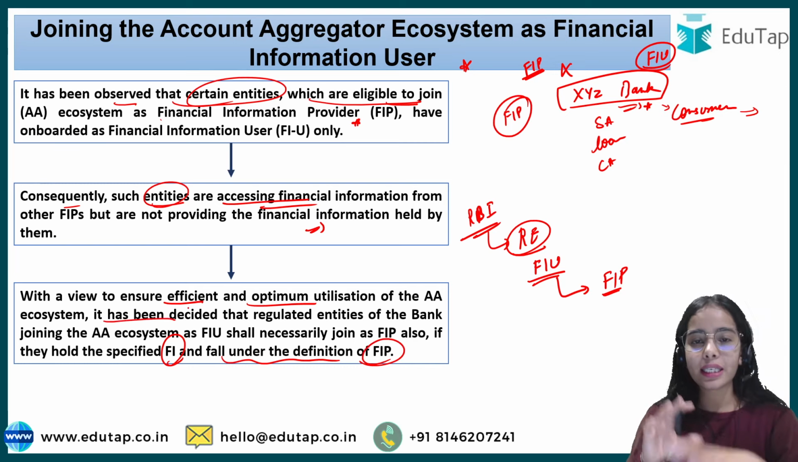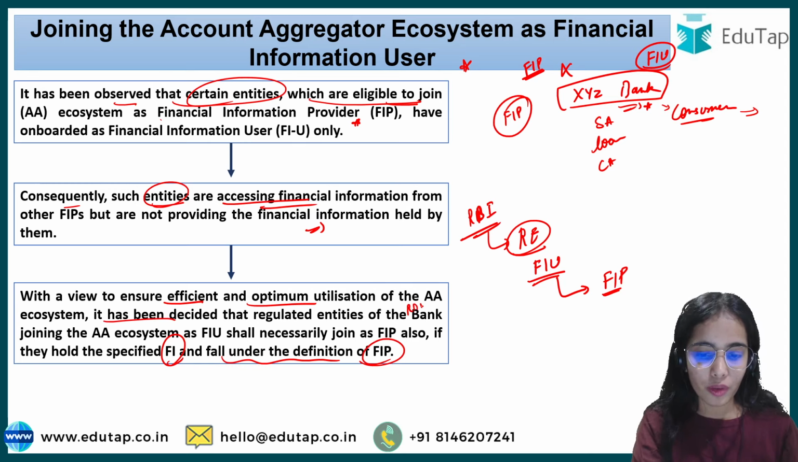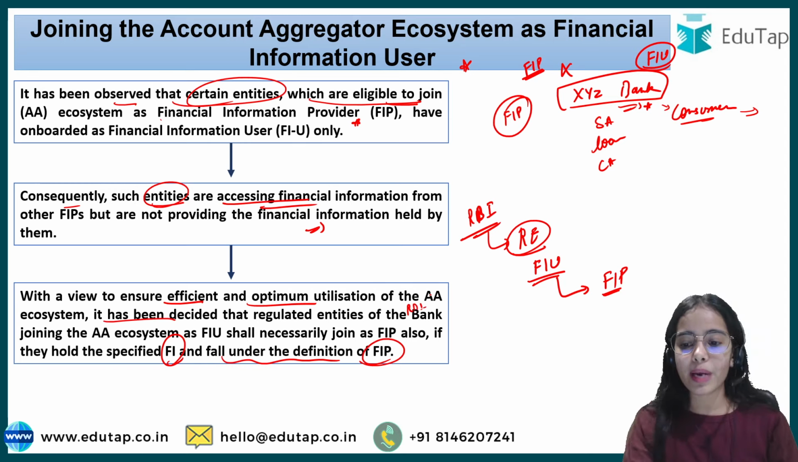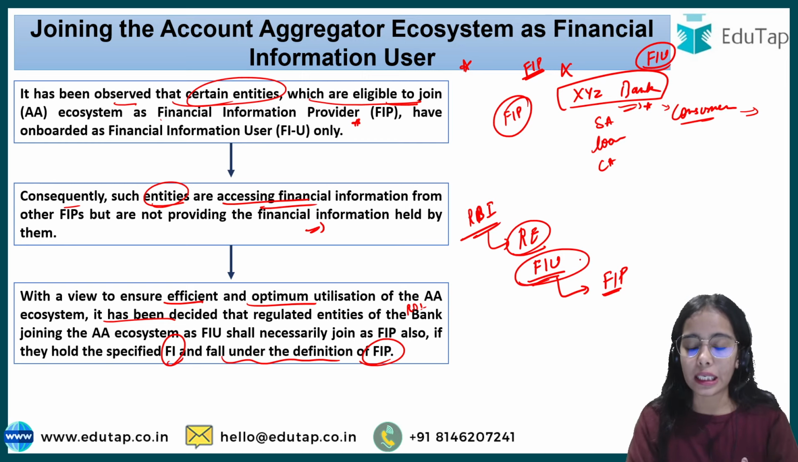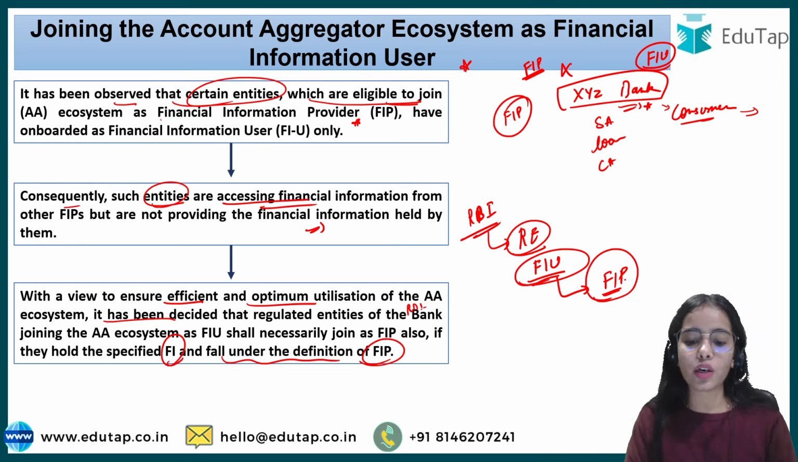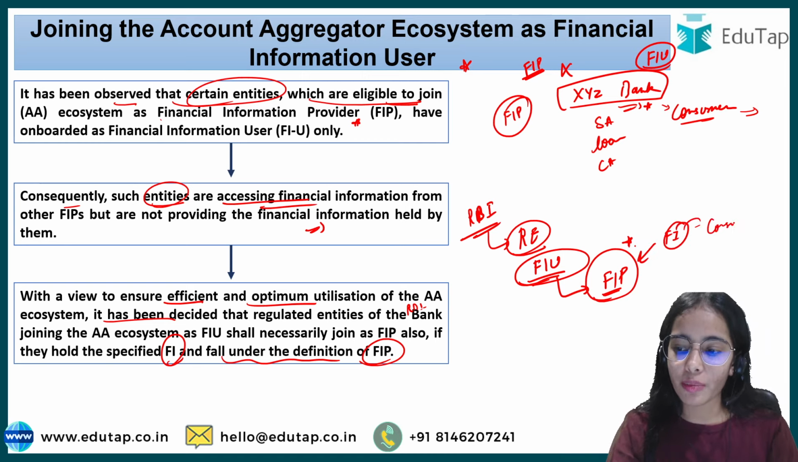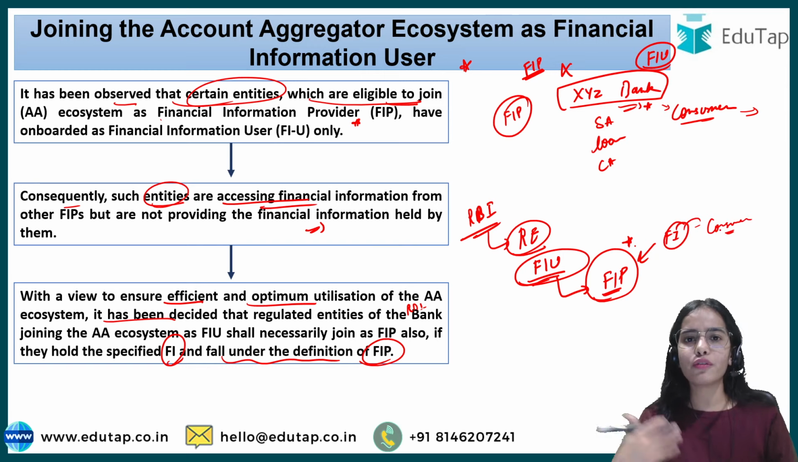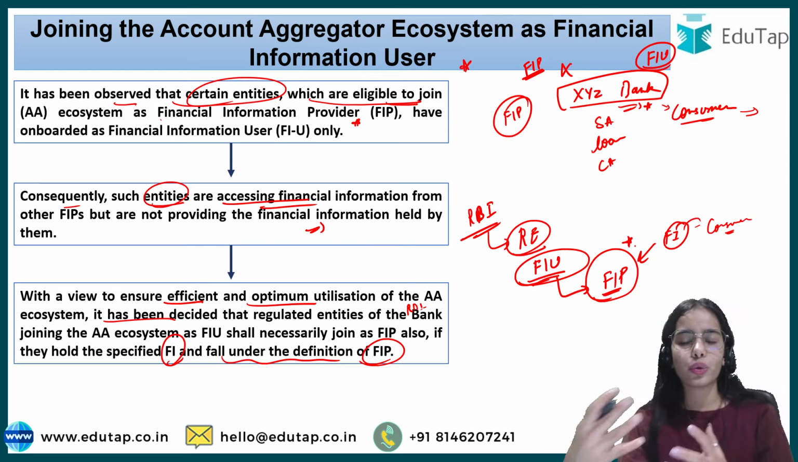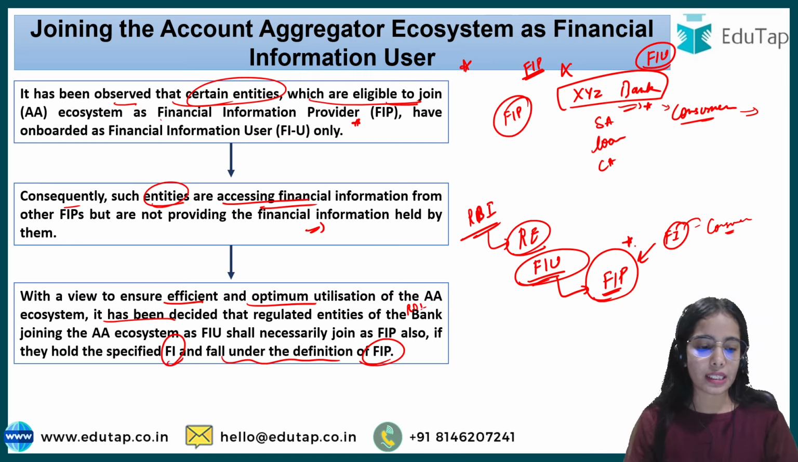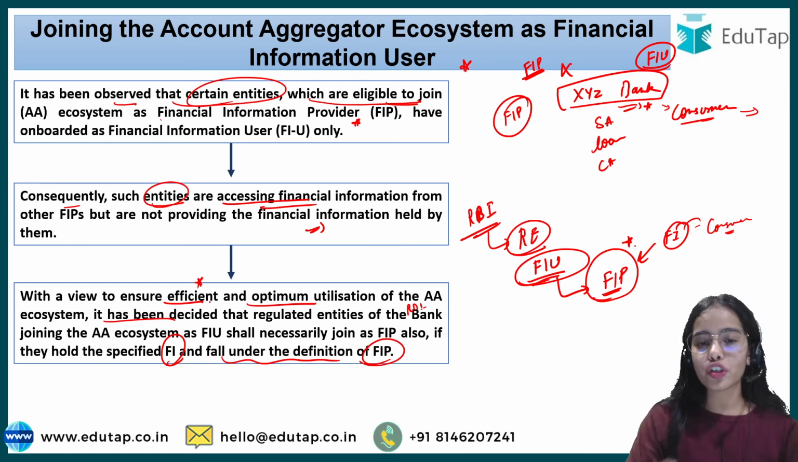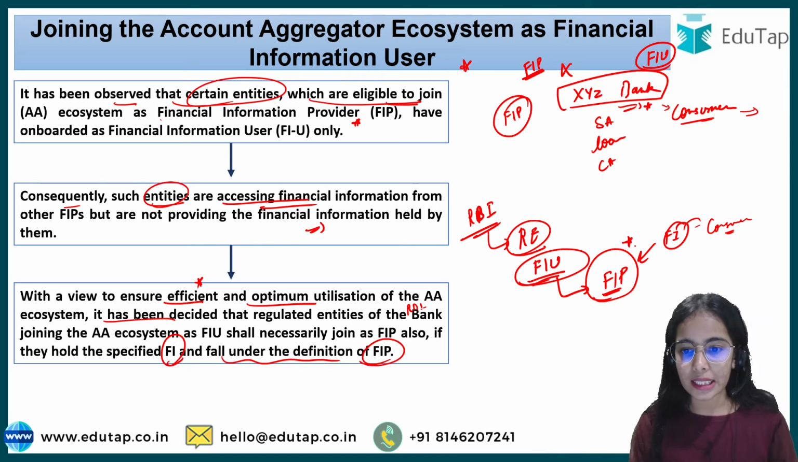So it has been decided that the regulated entities of the Reserve Bank of India joining the account aggregator ecosystem as the financial information user shall necessarily join as the financial information provider also, if they hold the specified financial information and fall under the definition of financial information provider, that they actually have the financial information that can be shared by the consumer for getting any kind of benefit, like the investment or taking loans and such. So with a view to ensure the efficient and optimum utilization of the account aggregator ecosystem, this step has been taken by the Reserve Bank of India.